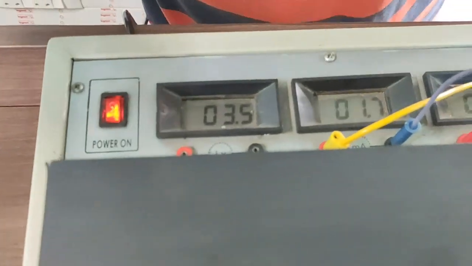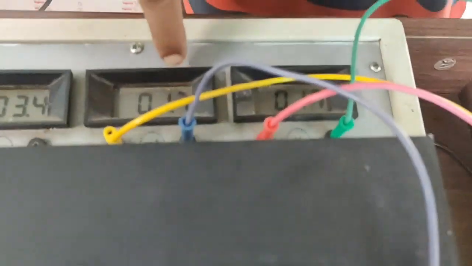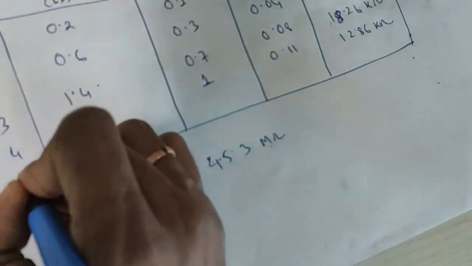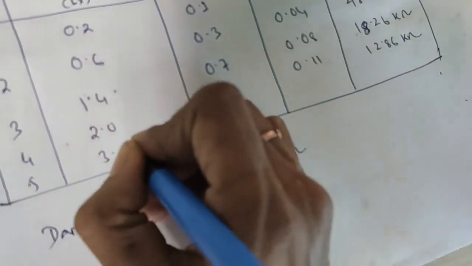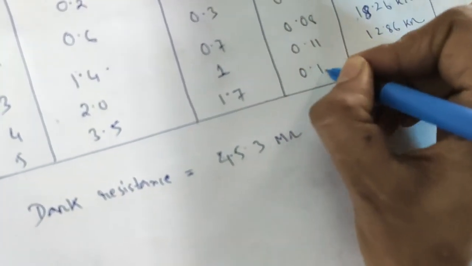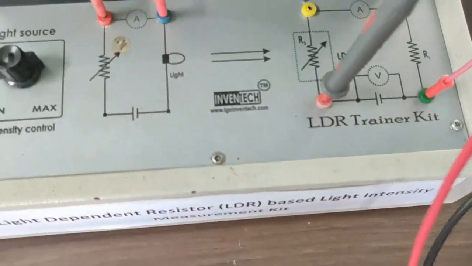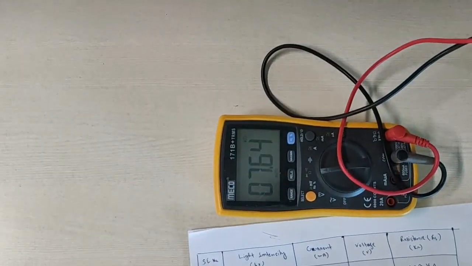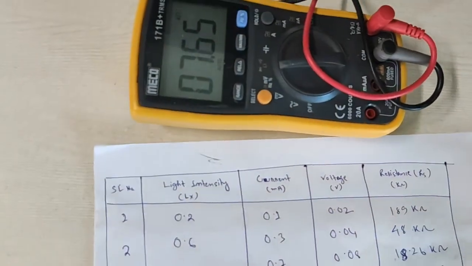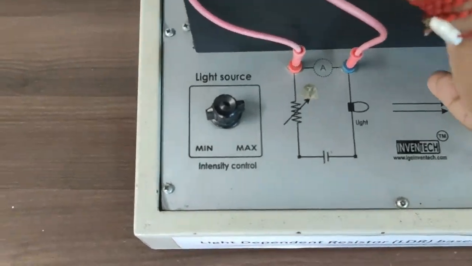Suppose it is 3.5, right? For 3.5 it is showing 1.7 milliampere and voltage is 0.18, and the resistance will be, let me check, 7.64 kilo ohms. So likewise you can increase gradually this intensity.